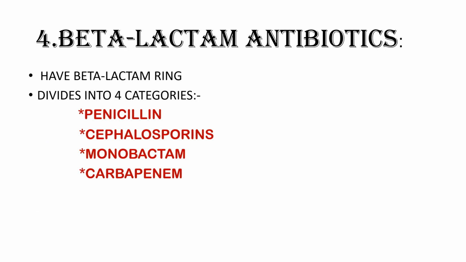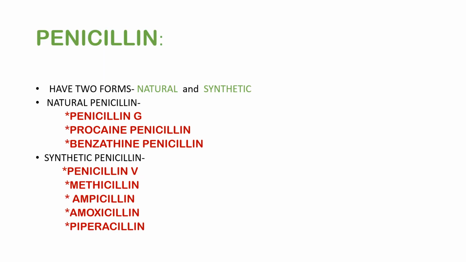Fourthly, we learn about beta-lactam antibiotics. Beta-lactam antibiotics have a beta-lactam ring on them. They are divided into 4 categories. Firstly, penicillin. Secondly, cephalosporins. Third, monobactam. Fourthly, carbapenem. And now we will discuss them in some detail.